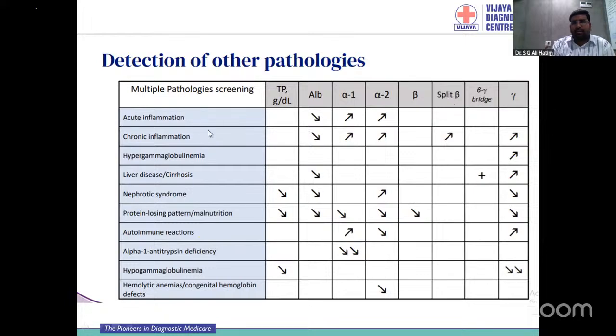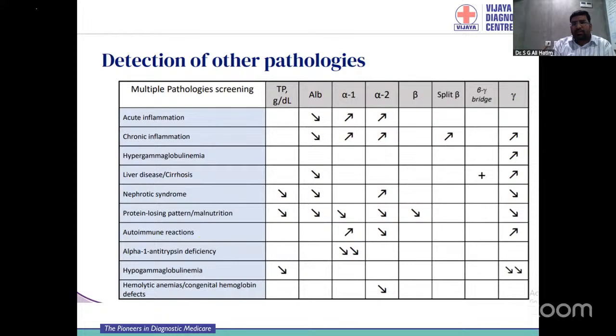Suppose in acute inflammation, usually albumin will be decreased, alpha 1, alpha 2 will be increased. In chronic inflammation, most of the time albumin will be decreased, alpha 1, alpha 2, and beta and gamma also will be increased. Likewise, in hypergammaglobulinemia, as you can see, gamma globulin will be increased.